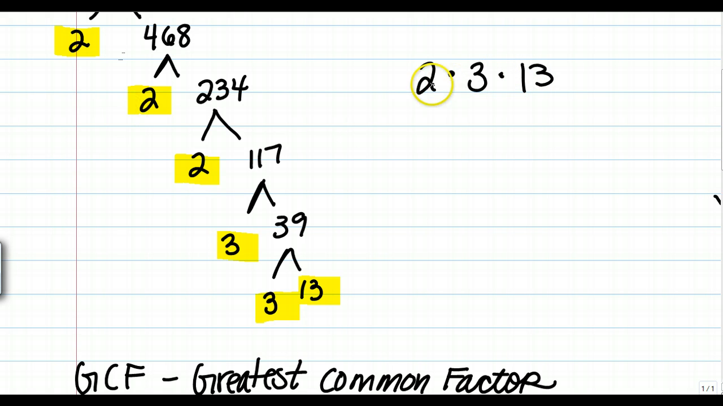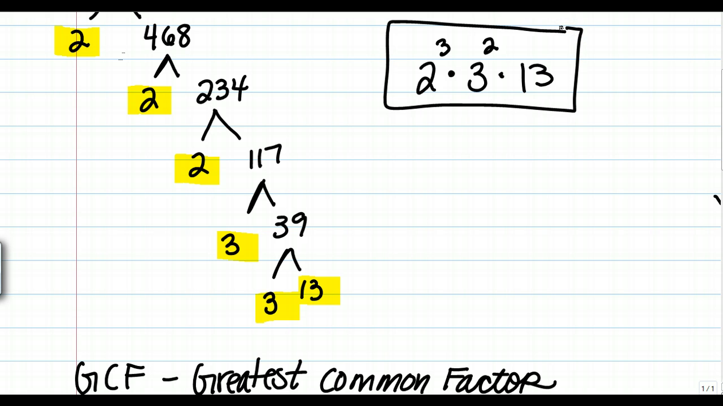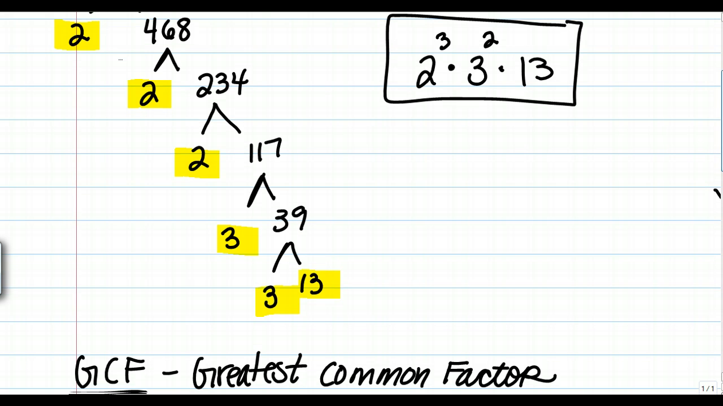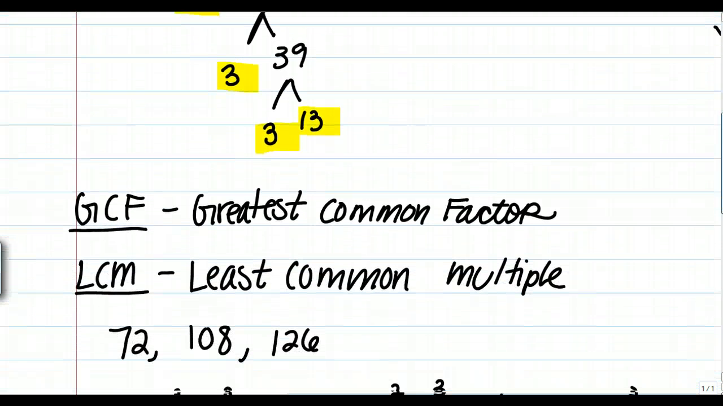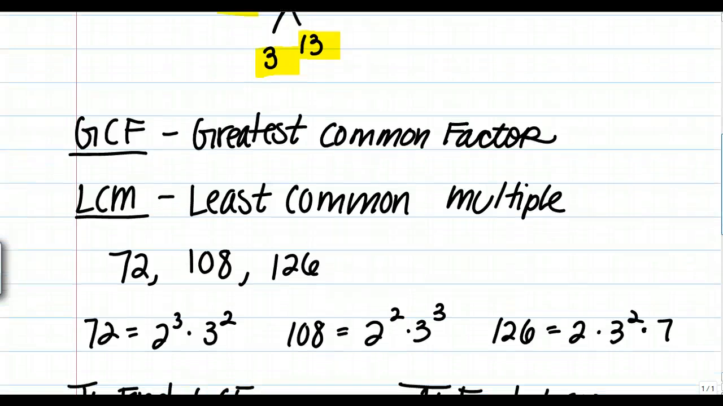So if you notice, I took 2, 3, and 13. And then I look and go, okay, I have 3 2s. So I'm going to make that 2 to the third power. And I have 2 3s, so I'm going to make that 3 to the second power. And I only have 1 13, so I'm going to leave it alone. And now I have broken this out, and this is my prime factorization. And you're going to use that to find your greatest common factor.